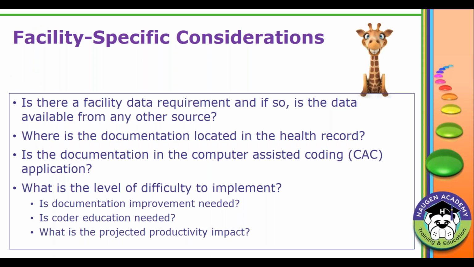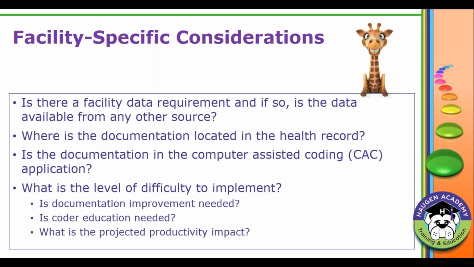Facility-specific considerations. There are things where maybe you said no to all of those questions on the first slide, but then you need to look at your facility. Is there a facility data requirement? And if so, is the data available from any other source? Is there any way you can get this information without having to assign a code for it? Where's the documentation in the health record? We kind of already talked about that.